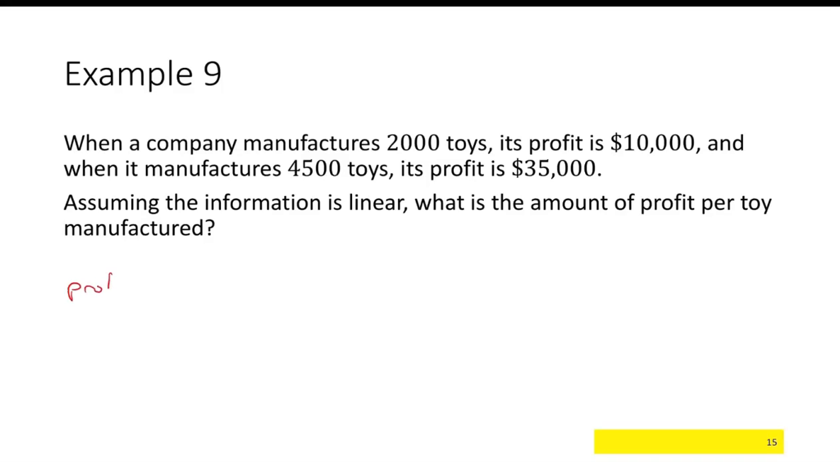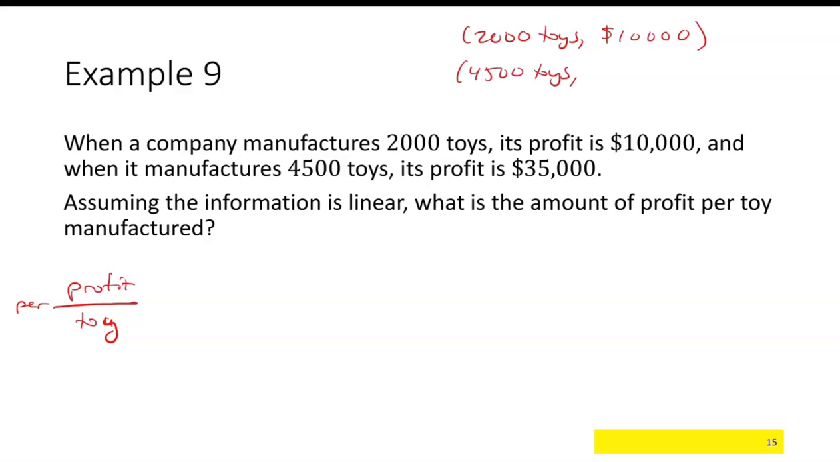So profit per toy, per means divide. So profit per toy. This is basically asking you to find the slope or find the rate of change. And what we know is we have 2 points. We have 2,000 toys and $10,000 profit. And when there is 4,500 toys, there is $35,000 profit. So if I think of the slope equation, 35,000 minus 10,000 divided by 4,500 minus 2,000.